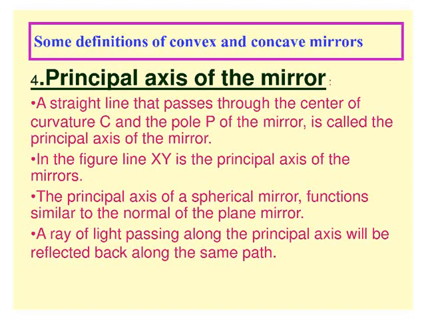A ray of light passing through the principal axis will be reflected back along the same path. A very, very important point you have to know. A ray passing through the principal axis will be reflected back along the same path. So the incident ray and the reflected ray will be the same on the principal axis. Okay, and this is a very important point. So a principal axis is a line which joins C and P, that is, the center of curvature and the pole of the mirror.